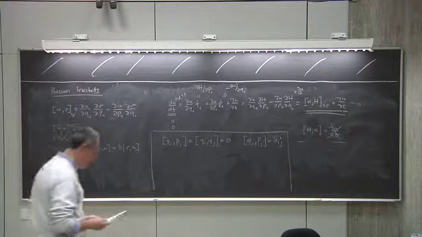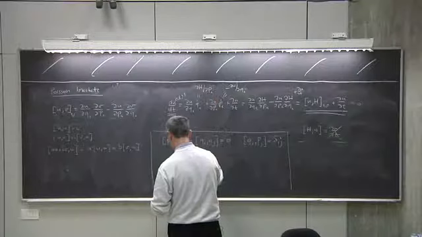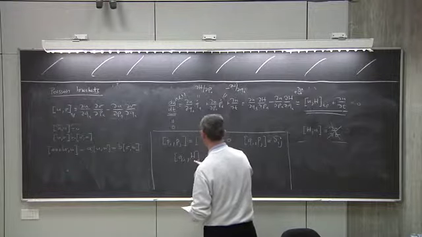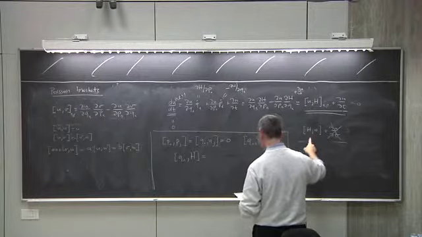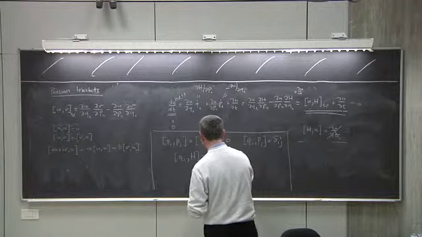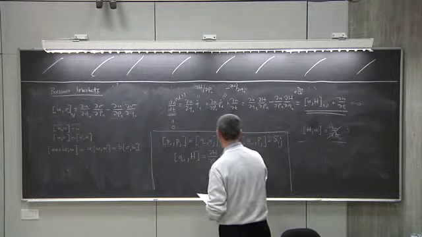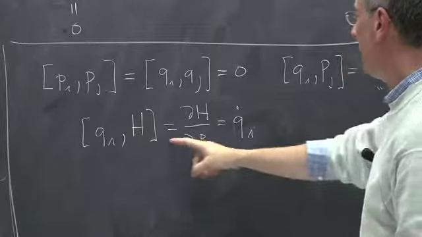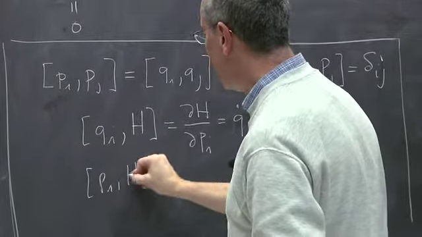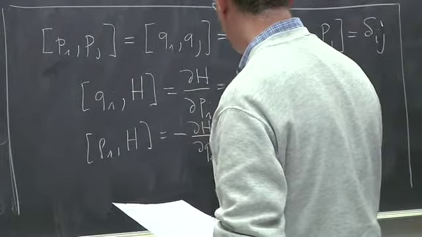Okay, you see that now I can write, let me finish, otherwise I can write, you see, use this. You see this is dH/dp_i, right, is equal to q dot i. So I'm writing the Hamilton equations, and I can write also the other one, minus dH/dq_i equals p dot i.